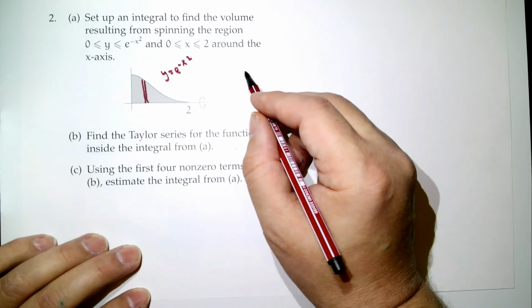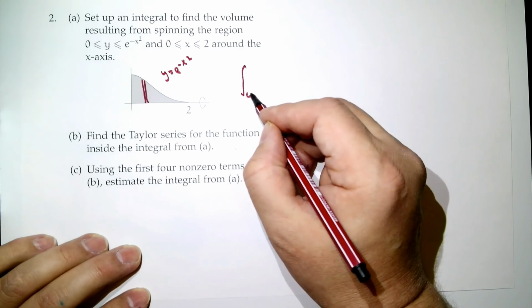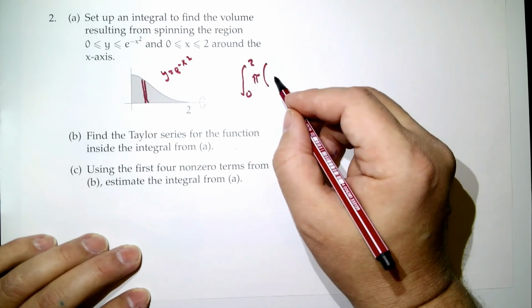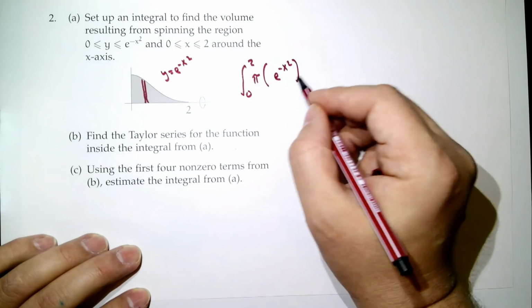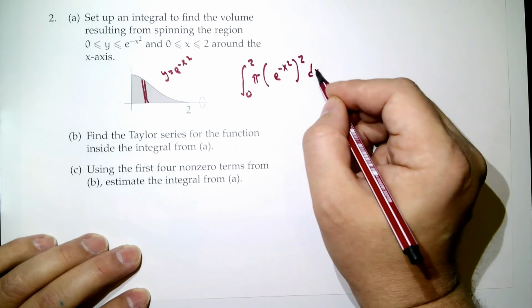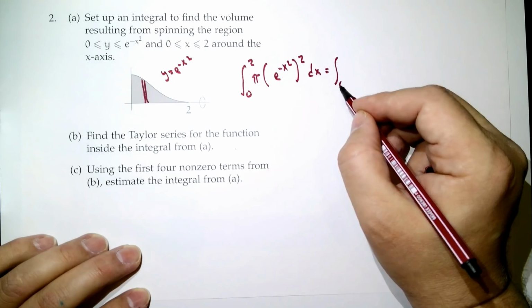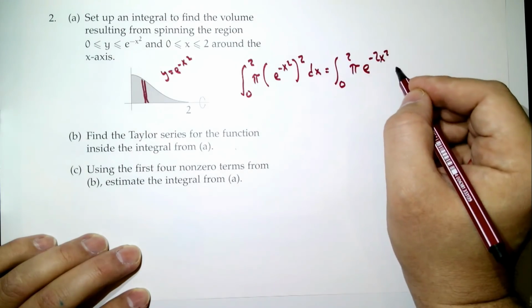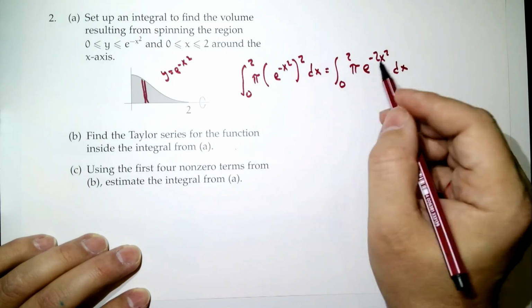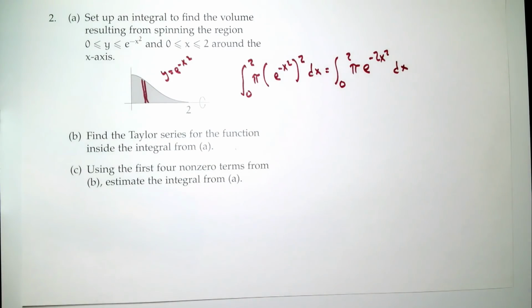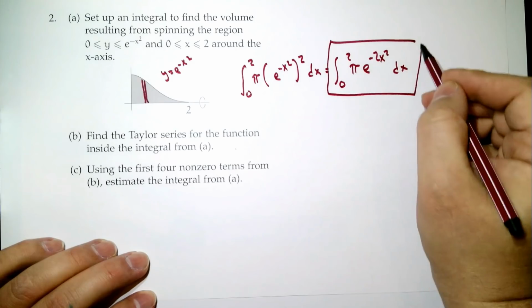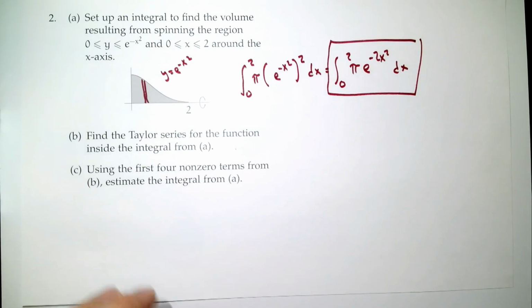So the disk method says we're going to have the integral from the endpoints, 0 to 2, pi times the function, which in our case is e to the minus x squared, squared, which we can write as integral 0 to 2 of pi e to the minus 2x squared dx. Now the pi doesn't have to be on the inside, but it doesn't matter. It's just pi. Constants are easy to move around. So that's part A, done. Set it up.